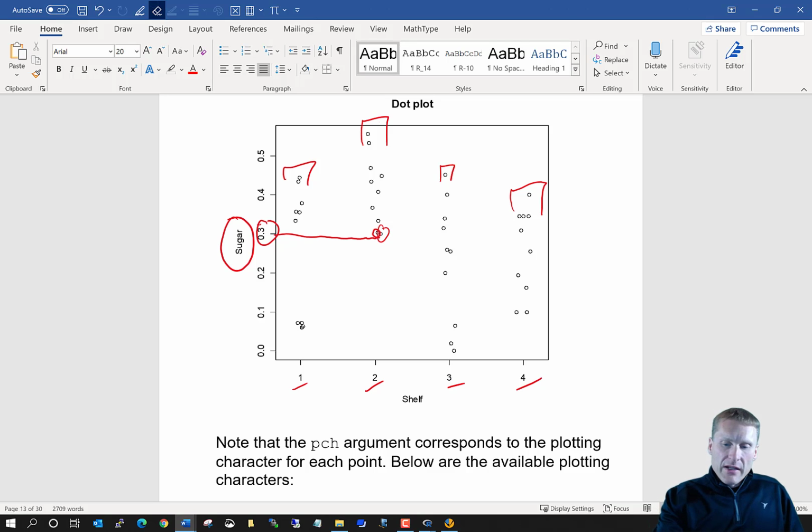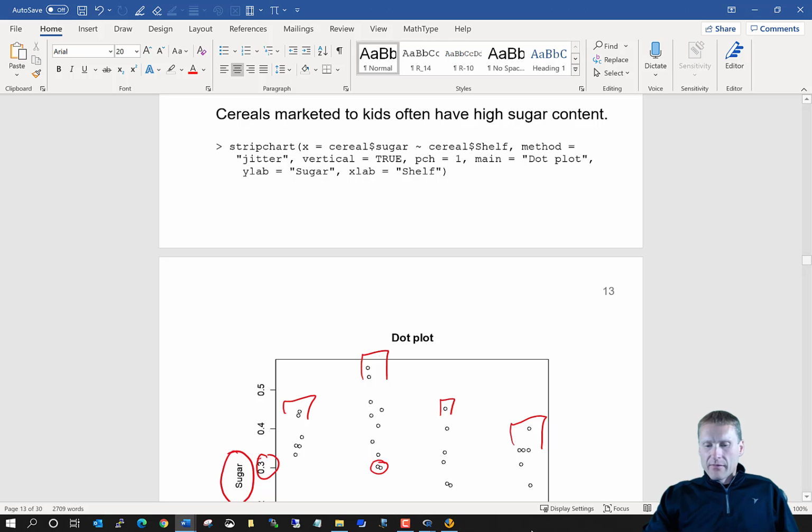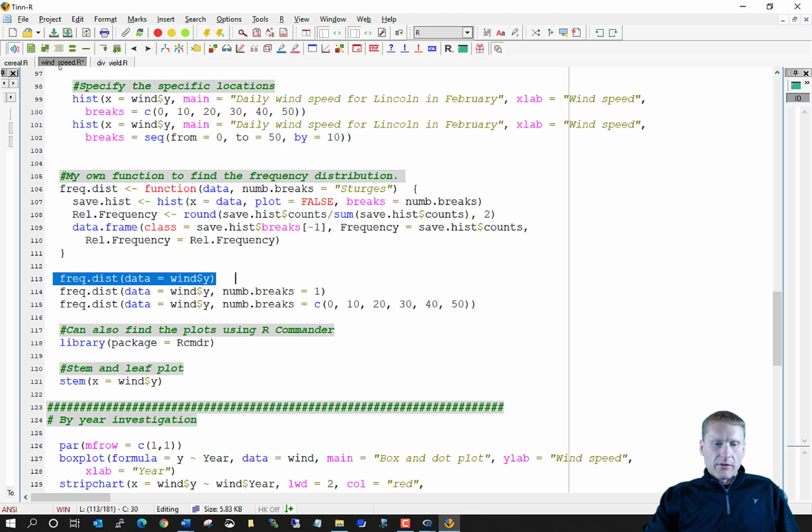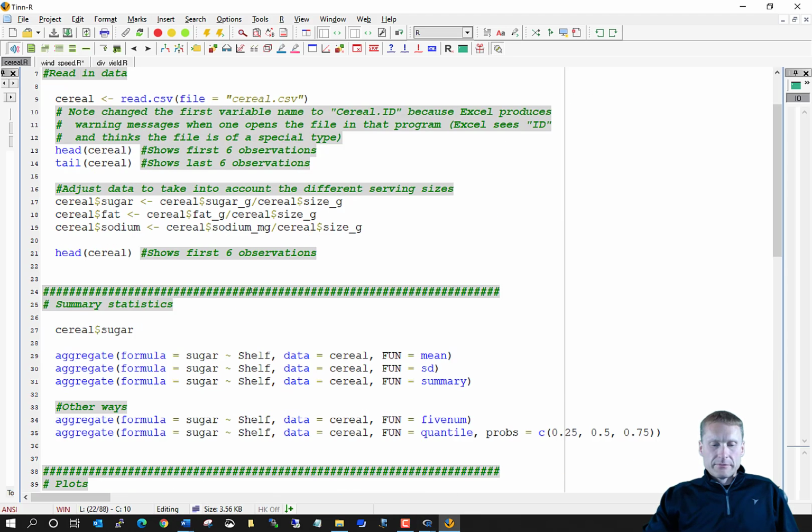So like what we see here, if I did not jitter, one might question, is that one observation because they would be overlapping, or is it 2 observations? So that's why it's always good to jitter your observations. Okay, so how did I actually do this plot? Let me actually come over here to R.